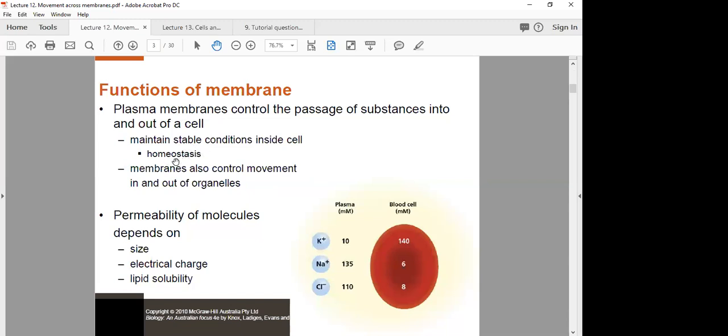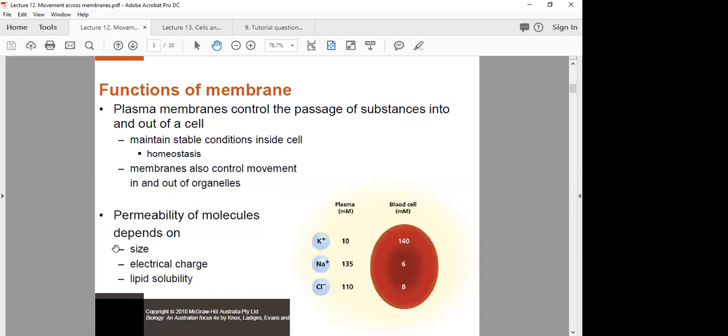But remember, it's not just the plasma membrane itself that's important. There are also membranes surrounding structures inside the cell, that is organelles. And these membranes also function in the same way to control movement of substances. So let's consider now the permeability of different molecules, that is how readily they can just move directly through the lipid bilayer of a membrane.